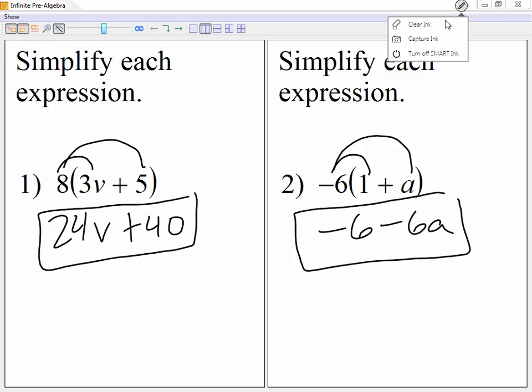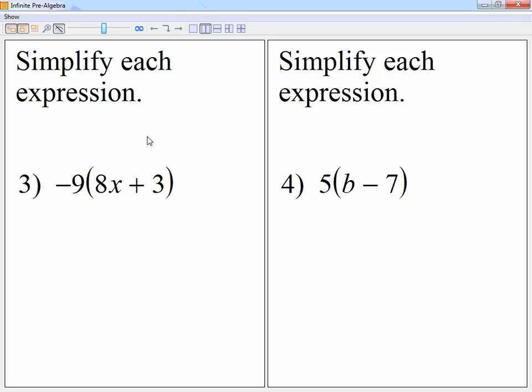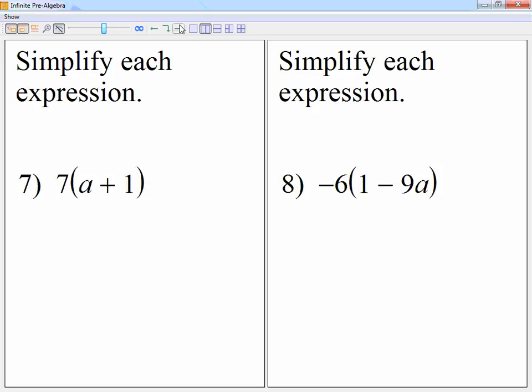So let me take a look for one that has a negative on the outside. But now let me not take a look at number 2. Let me take a look at number 3. Hold on. Let me take a look at number 8 instead. When I go negative 6 times 1, I get just negative 6. The signs are different, so my answer is negative.